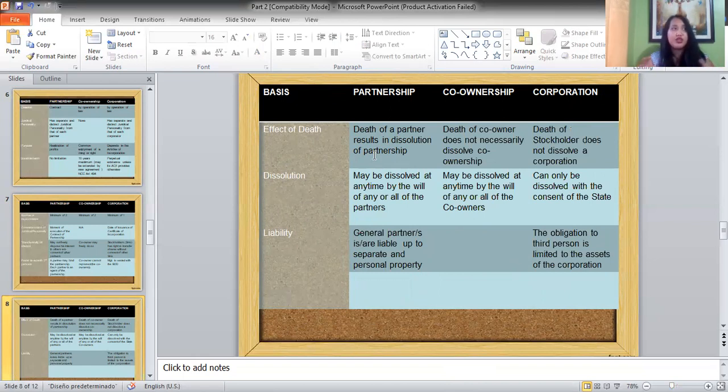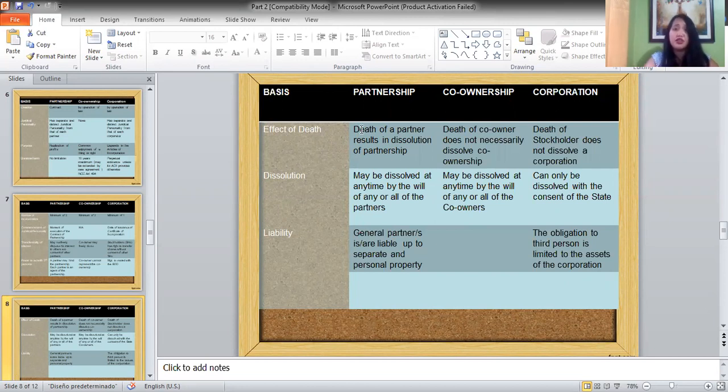Magkakaroon na ng dissolution, class, kasi nga, di ba, yung association ng partnership, yung mga partners dyan, it's on their agreement that they became partners. So, kapag may namatay na isa, hindi yan basta-basta. Pag may namatay na isang partner, kailangan magkaroon ng dissolution dun sa affairs ng partnership.